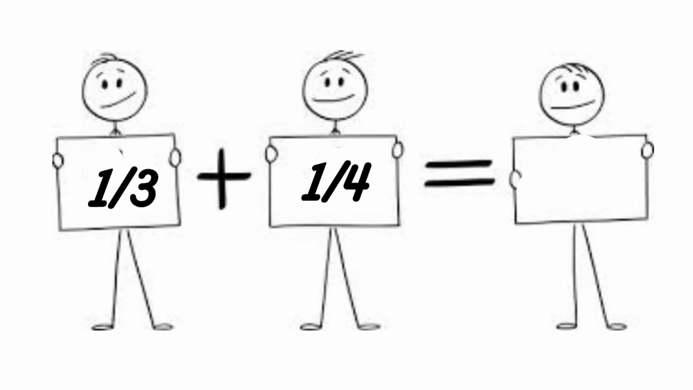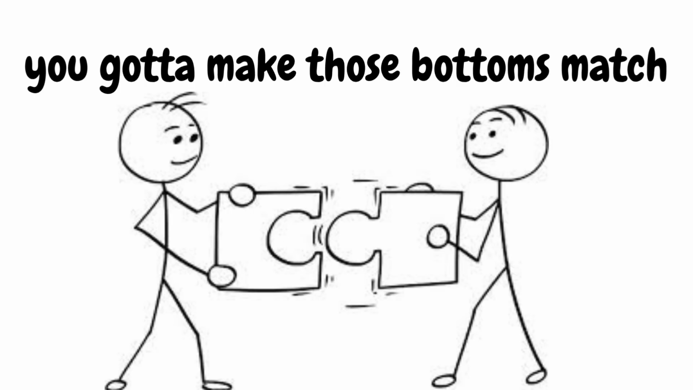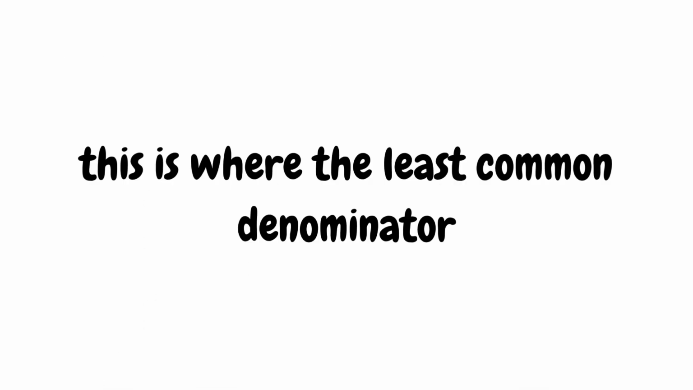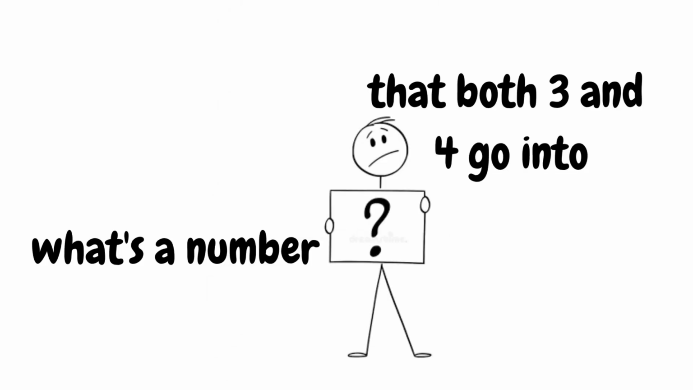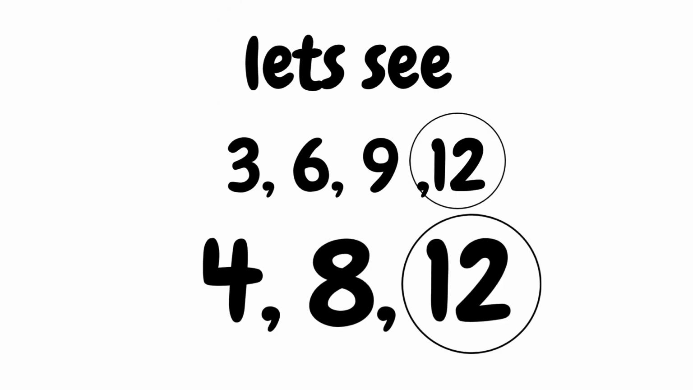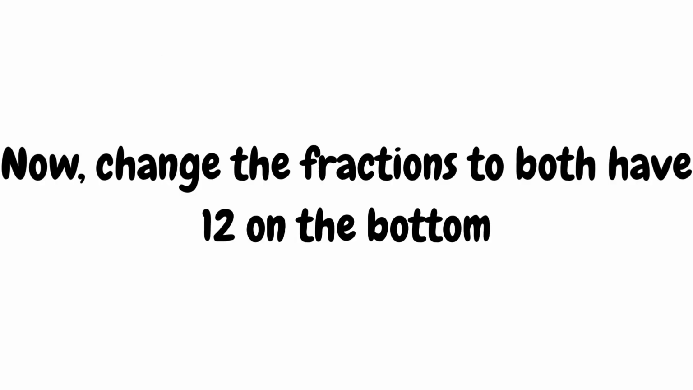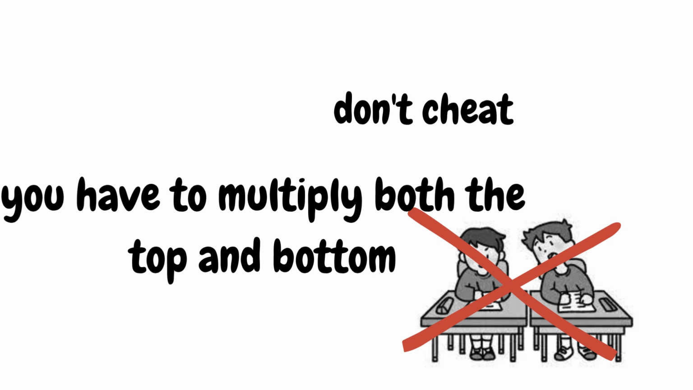What if the bottoms are different? Now, what if you get 1/3 plus 1/4? Oof, different bottoms. So you gotta make those bottoms match. This is where the least common denominator, aka LCD, comes in. What's a number that both 3 and 4 can go into? Let's see, 3, 6, 9, 12. Boom.